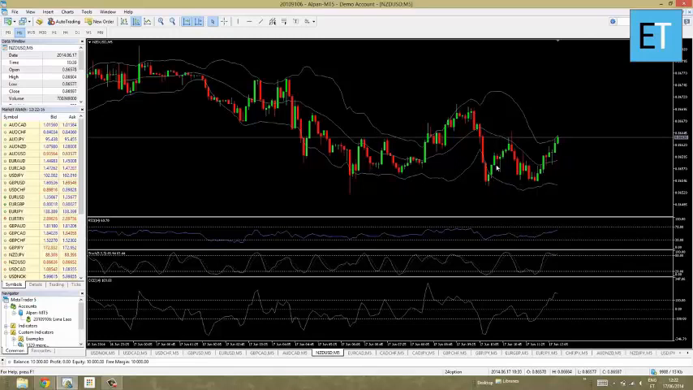That's 3 candlesticks. 1 candlestick is 5 minutes long. So 1, 2, 3, and that would have ended here. So that would have been successful.